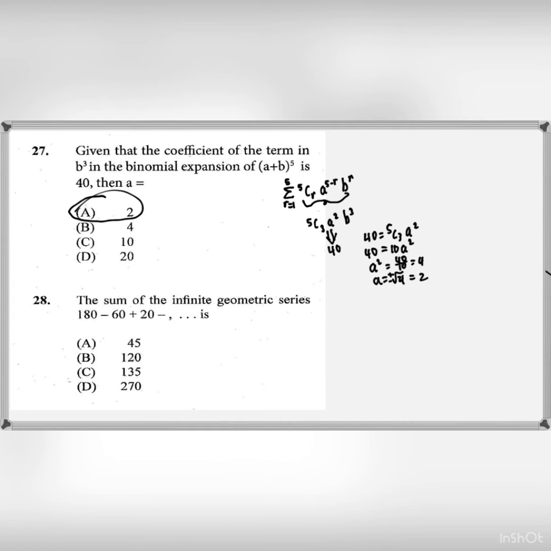So that's basically that. Now let's look at question 28. Question 28 says: the sum of the infinite geometric series given here. What they're asking is for us to find the sum to infinity of this infinite geometric series. Sum to infinity is given by S infinity equals a over 1 minus r, where a is your first term. That would be 180. So we plug that in there.